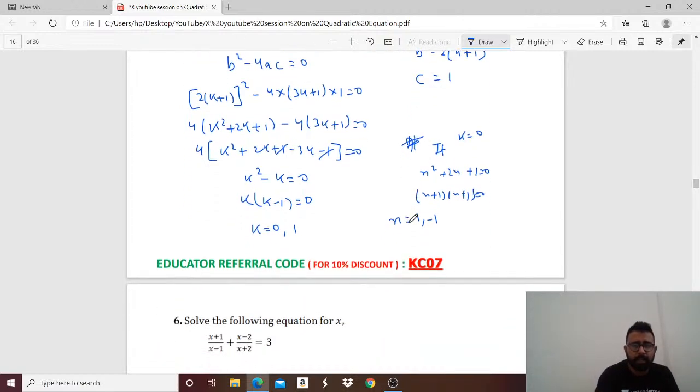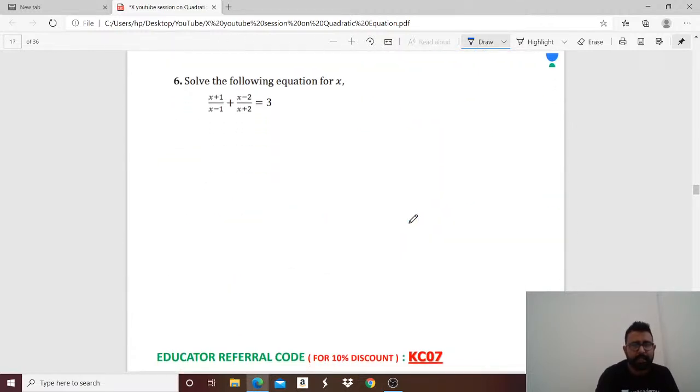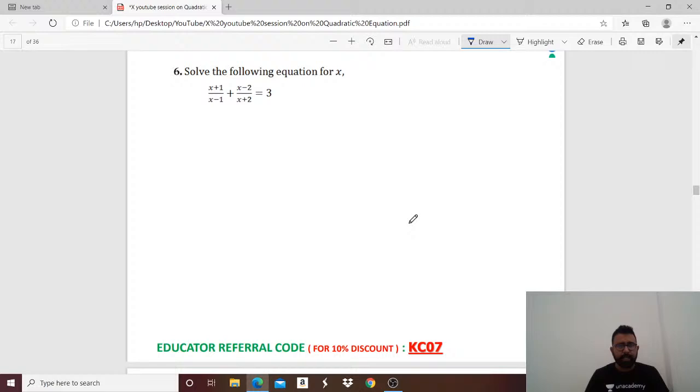Let's move on to the next 2 marker sum. Sums like this are there in your third exercise also. I think question numbers 2, 3, 4 in the third exercise are based on that only, where you just need to make a quadratic equation and solve it to get the answer. This is x minus 1 into x plus 2, clear? So take the LCM: x plus 1 into x plus 2 plus x minus 1 into x minus 2 is equal to 3, clear?